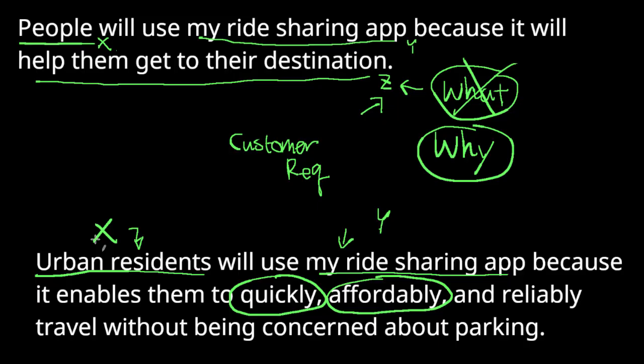So buses are affordable, but maybe not as quick. And vice versa, maybe a limousine service would be quicker, but not necessarily affordable. And then the other feature that we put in is reliably travel without being concerned about parking, right? Which is a feature specific to urban residents. And that tells you that whatever solution you come up with, be it a ride-sharing app or anything else, needs to have these three features. And these become the customer requirements that you set out to achieve when you're designing your solution.